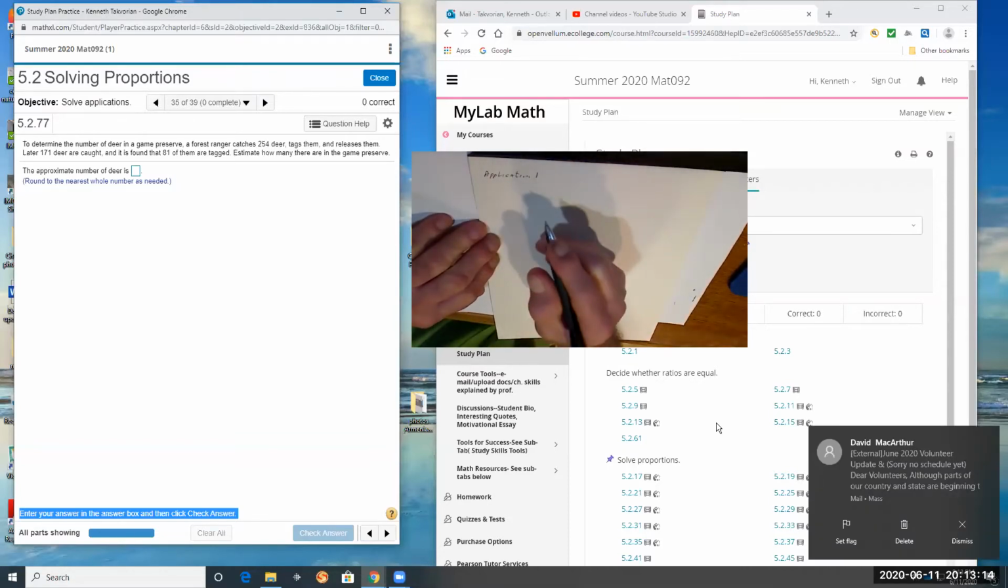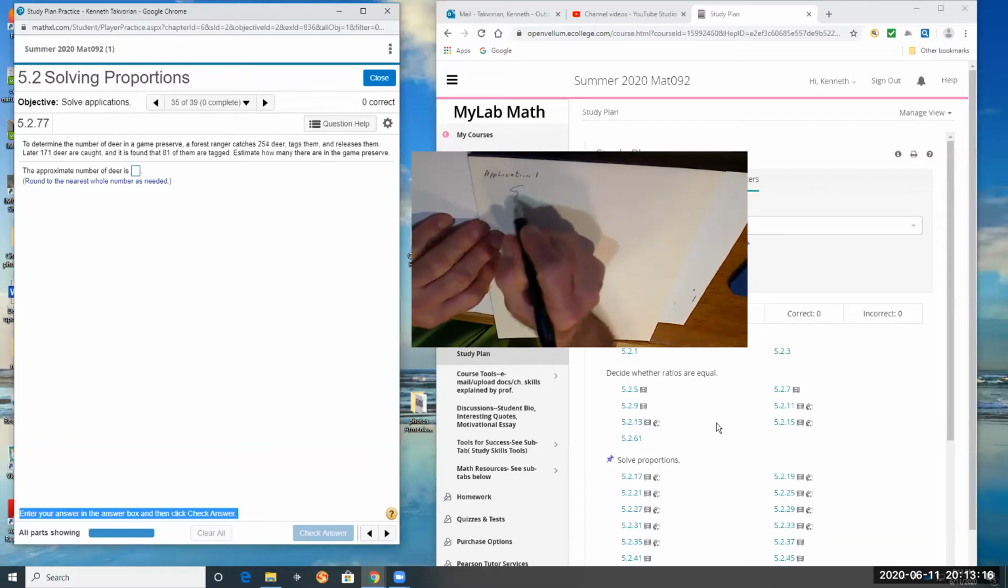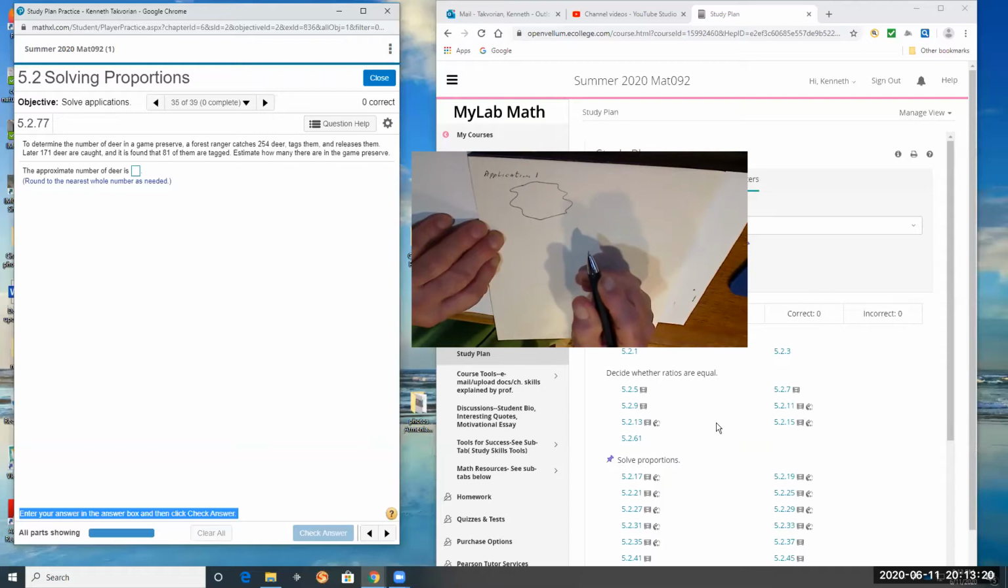Okay, let's draw a forest. A picture is oftentimes very helpful. In this forest, there are X deer, but of those X deer, 254 were caught and tagged. But then they were released, so they all scatter. They mingle with the untagged deer.